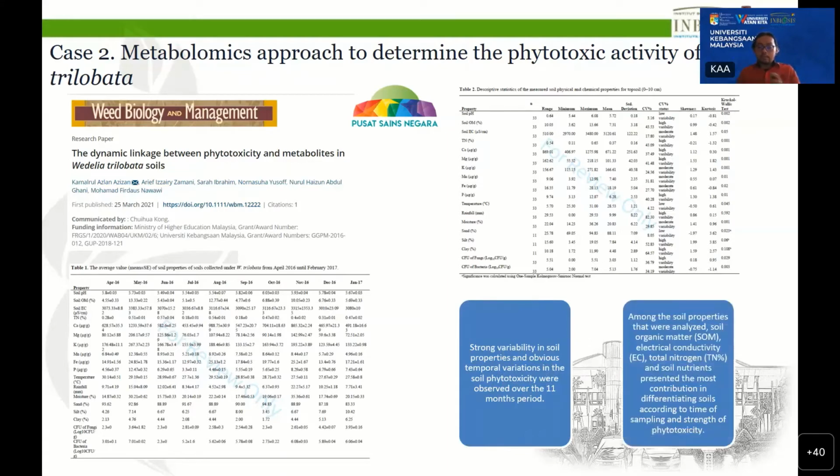And among the soil properties, we found that the SOM, or the soil organic matter, the EC, the total nitrogen, and soil nutrients presented the most contributions in differentiating soil according to the time and sampling and the strength of phytotoxicity. Of course, these factors also influence not only the phytotoxicity but also the metabolites contained in this soil.